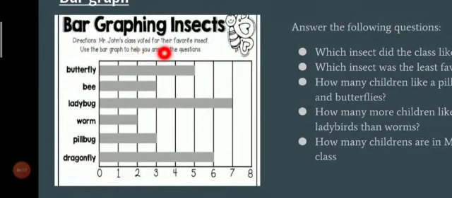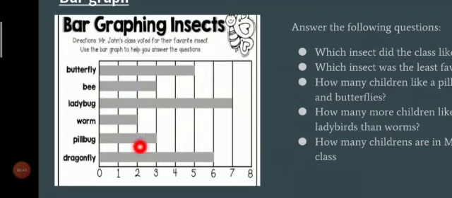Directions. Mr. John's class voted for their favorite insect. Use the bar graph to help you answer the question. Look at here. There are some insects: butterfly, bee, ladybug, worm, pillbug and dragonfly. And in front of the insects there are some horizontal bars. This is called a bar graph, a horizontal bar graph.